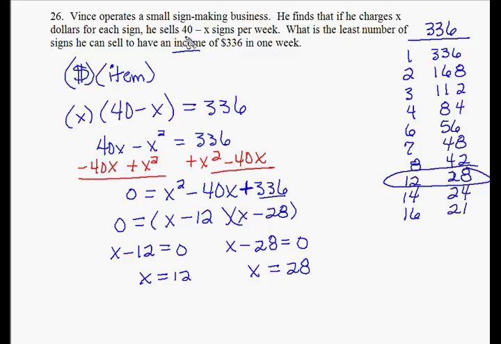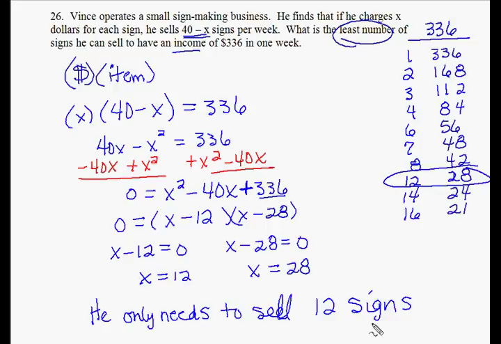Now remember, he's going to sell 40 minus X signs per week. So if I want to sell the least number, 40 minus 12 is 28, but 40 minus 28 is 12. So he only needs to sell 12 signs.